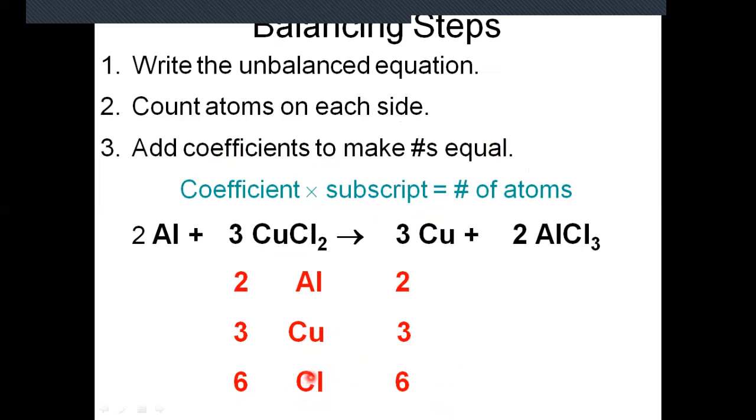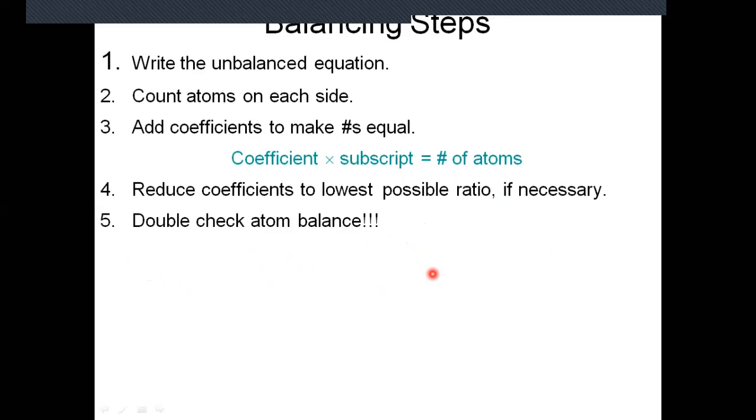Then after multiplication, we see that the number of aluminium atoms increases. To balance the number of aluminium atoms, we will multiply aluminium by 2 on the reactant side. And by multiplication of copper chloride by 3, copper atoms also become 3. So to balance copper atoms, we need to multiply copper on the product side by 3. This is a balanced chemical equation.